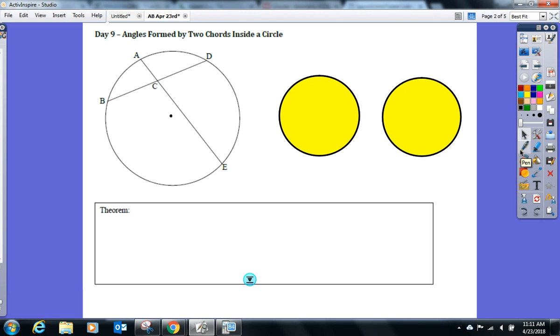In that first circle, can you please draw a central angle? What you think a central angle looks like. In the second circle, please draw an inscribed angle. What you know is an inscribed angle. First circle, central. Second, inscribed.